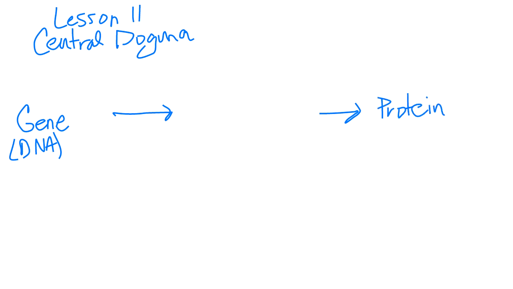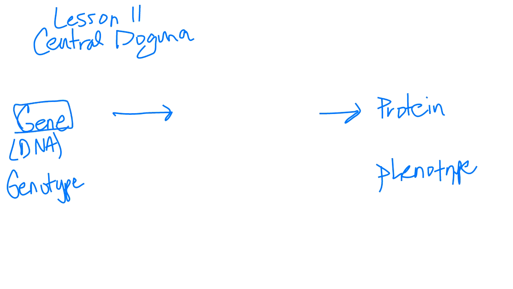The gene itself, the instructions for the gene, is what we would consider our genotype. The protein product that this gene codes for is what we would consider the physical appearance, or the phenotype. Now, the central dogma essentially says, in the cell, how does the cell turn one of these genes on? How does the protein product of that gene actually get made in the cell? That's what we're going to talk about in this lesson.